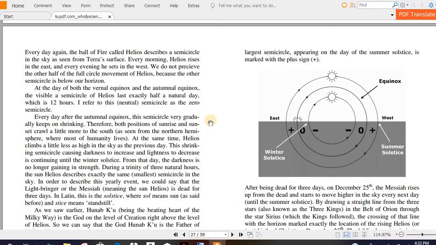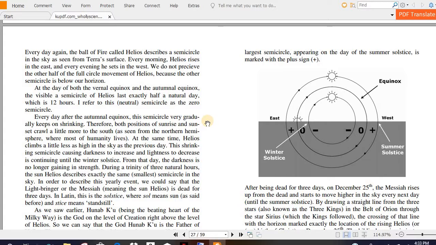From that day, the darkness is no longer gaining in strength. During a trinity of 3 natural days, the sun Helios describes exactly the same smallest semicircle in the sky. In order to describe the yearly event, we could say that the light bringer, or the Messiah, meaning the sun Helios, is dead for 3 days. In Latin, this is the solstice, where sol means sun, as said before, and stis means standstill.